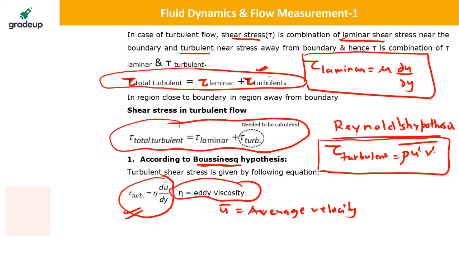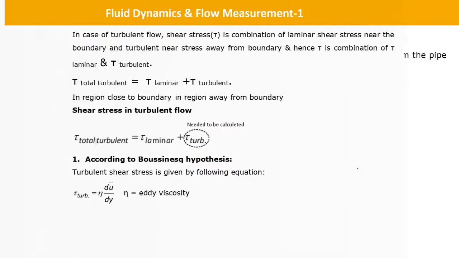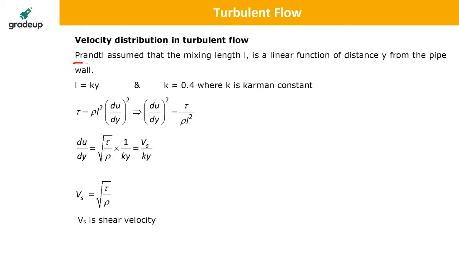But there was another problem with the Reynolds hypothesis: these two components are fluctuating components. They cannot be measured very easily. So we have to convert these fluctuating components into some measurable quantity. The solution to this problem was given by Prandtl.